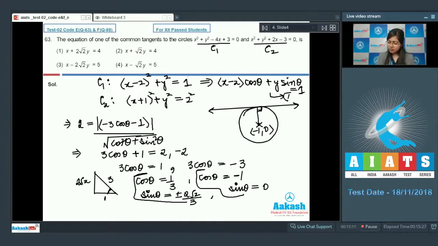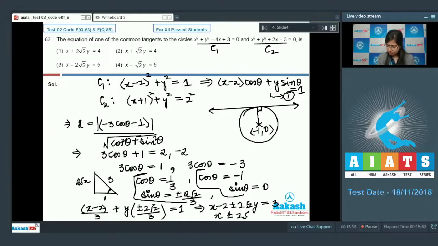Now putting these values in equation 1, we get that x minus 2 into cos theta, that is 1 upon 3, plus y into sin theta, that is plus minus 2 root 2 upon 3 equal to 1. So from here we get the equations as x minus 2 plus minus 2 root 2 y equal to 3. Now taking minus 2 on the other side, we will get x plus minus 2 root 2 y equal to 5. Now, these are the two equations. Now, one of the equations is given in option number 3. So, the correct answer will be option number 3.